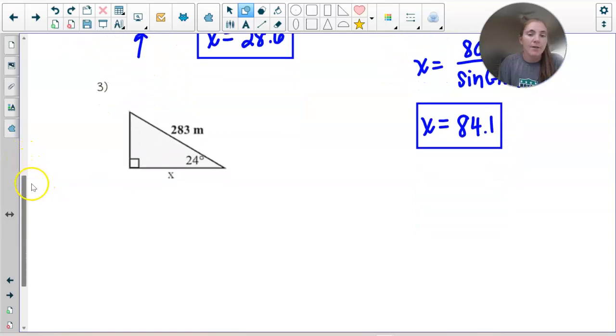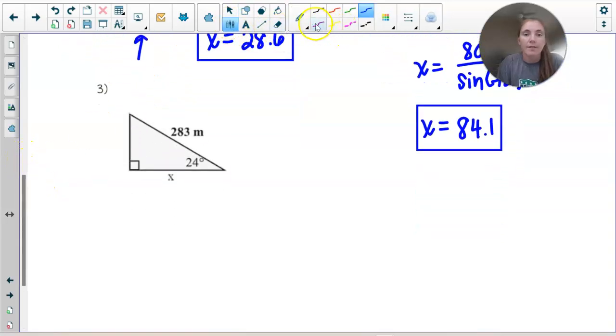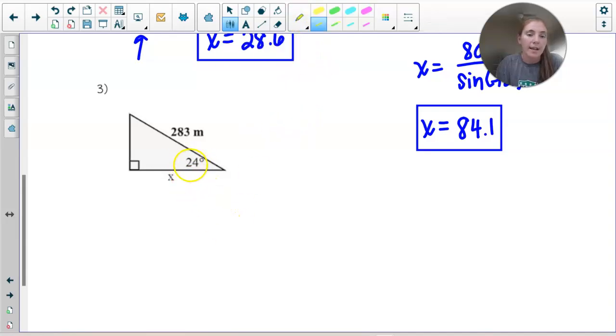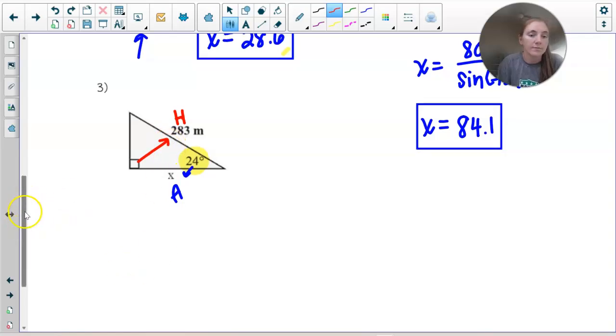Let's take a look at number 3. First thing we always want to do when we're solving for missing sides using trig is figure out where we're going from. Set your perspective to the 24-degree angle, and then look at the pieces that you're given. This time, we can see x is the adjacent leg, and 283 is our hypotenuse, right? Remember, the hypotenuse is always the one across from the right angle.